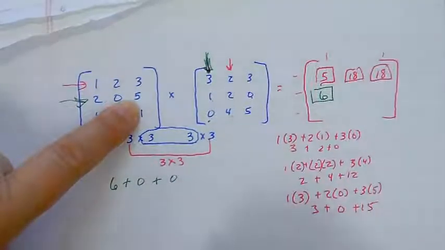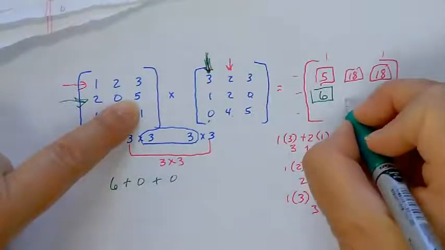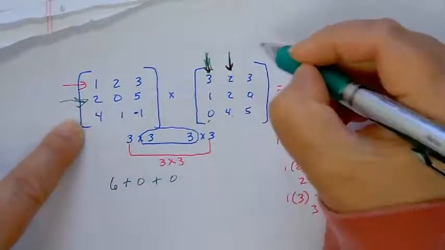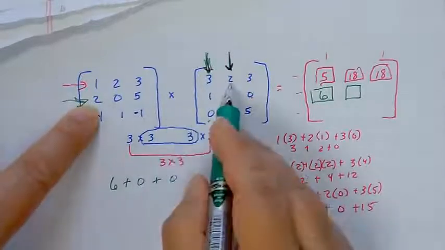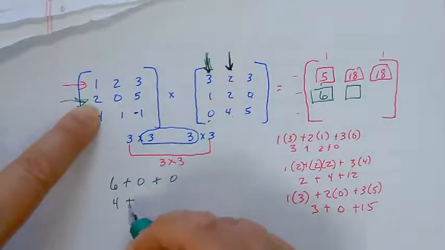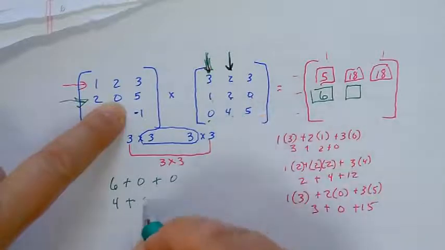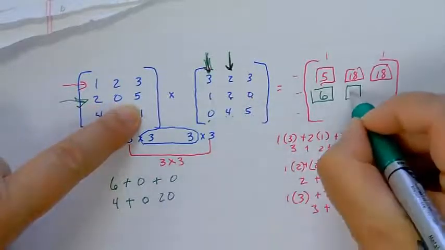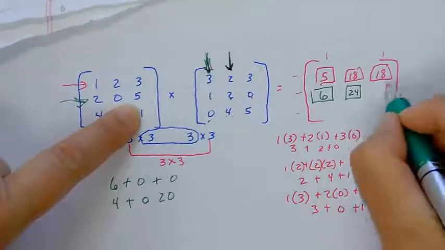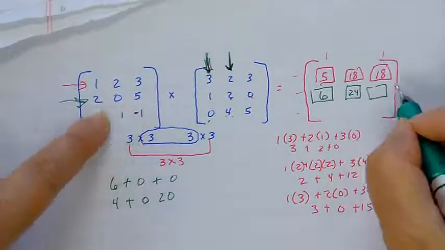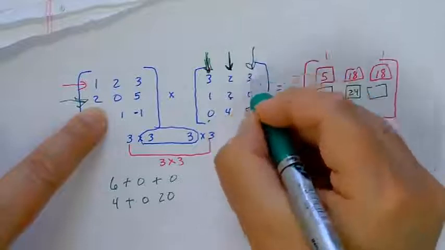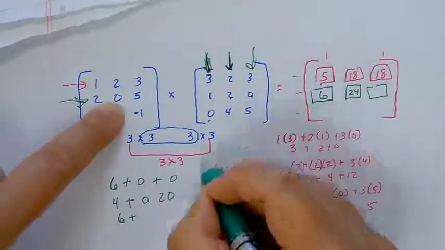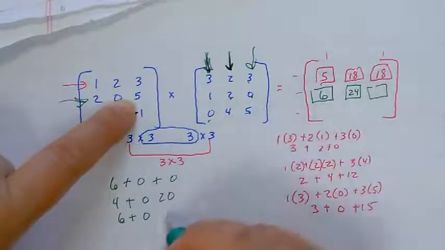Now I'm going to do row 2 with column 2. Row 2, column 2. 2 times 2 is 4, plus 0 times 2, which is 0, plus 5 times 4, which is 20. That's 24. This is row 2, column 3. 2 times 3 is 6, 0 times 0 is 0, and 5 times 5 is 25. So that spot has a 31.